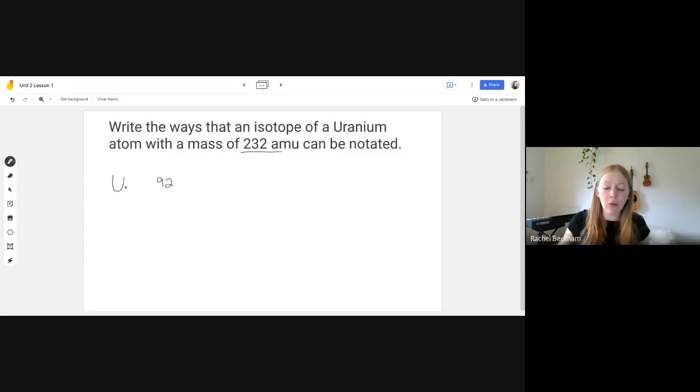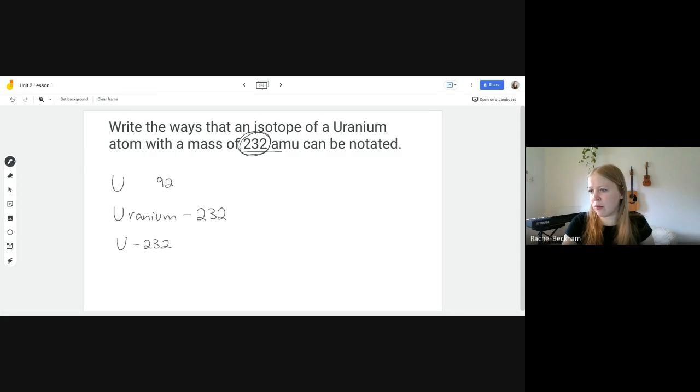So let's write out all the ways that we can notate that. So we can write uranium, and then this is where its mass is right here. This is the mass. So one way we could write it is uranium-232. You do not put the proton number after the dash. This is just helping me understand a little bit about uranium, but you don't put that after the dash. So we could write uranium-232. We could also write it a little bit simpler if we're lazy and write U-232 because U stands for uranium.